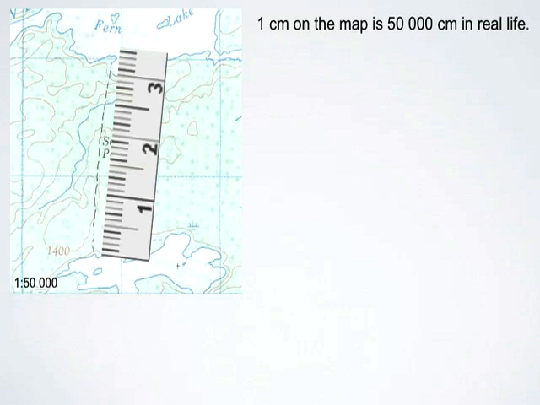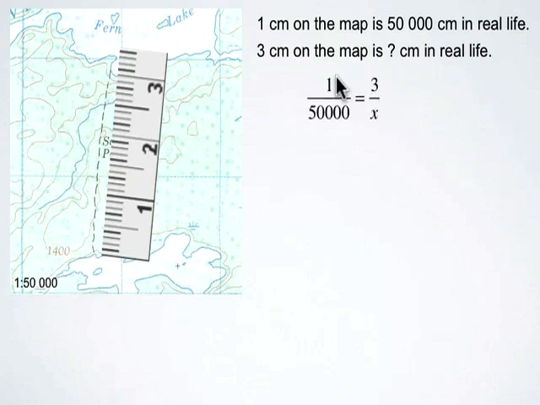We estimate the portage to be 3 centimeters. This is not a completely accurate measurement because the dotted line isn't completely straight, but 3 centimeters is going to be close enough, and we want to know 3 centimeters on the map is how many in real life. We take our scale, 1 to 50,000, and set it equal to 3 to our unknown. We cross multiply, and we get 150,000 centimeters.